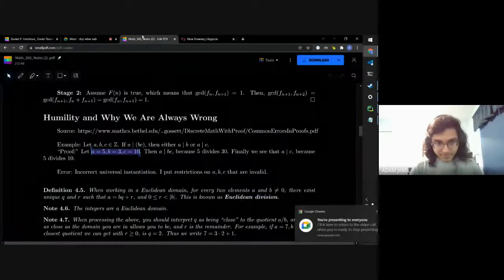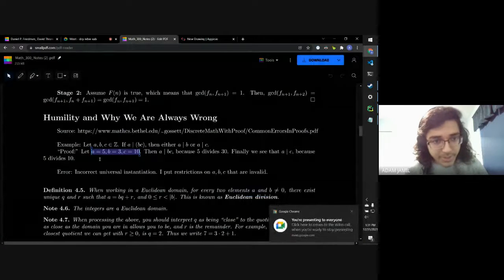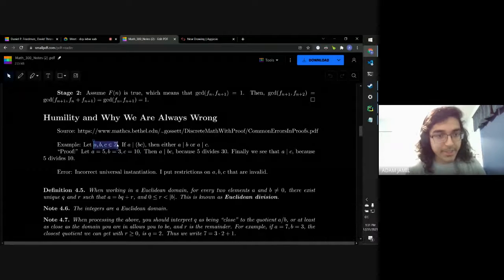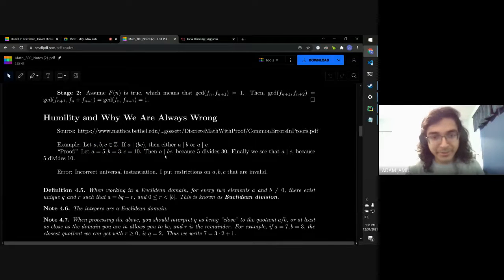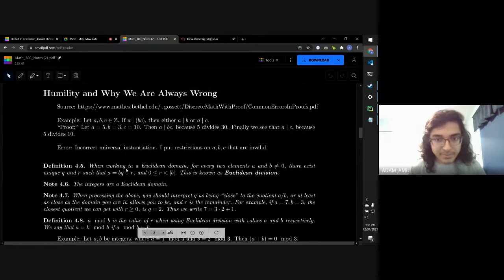So what I've done wrong here is I've picked specific numbers. So I've imposed something much stronger than a, b, and c being integers. So definitely never do this. But there are often much finer, more subtle ways of making this type of error. Okay.